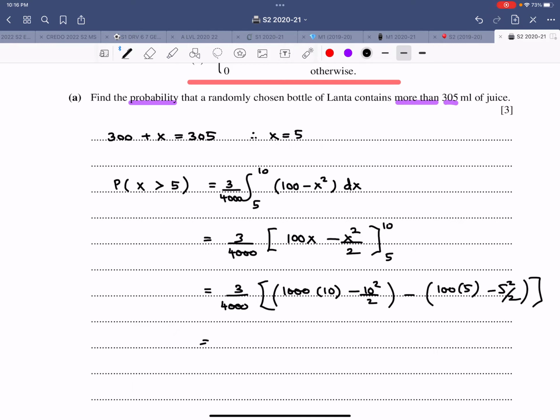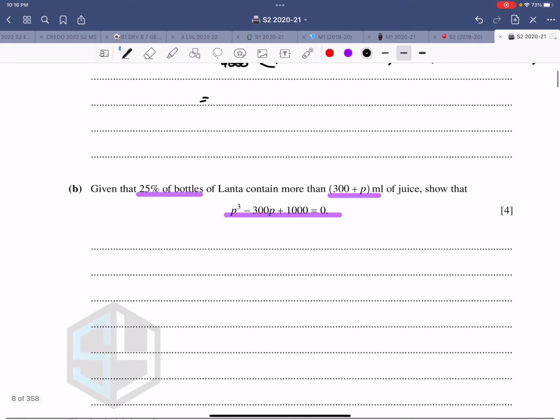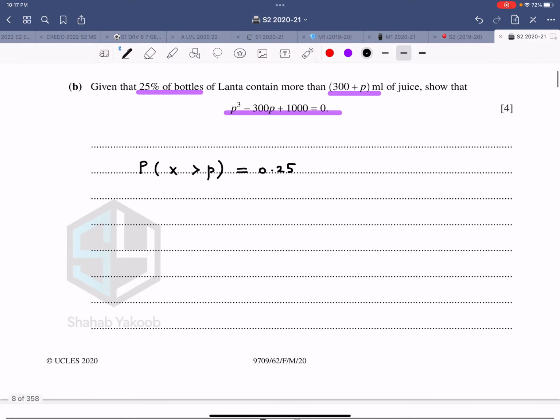Now the second part is all about 25% containing more than 300 plus P. So this time the value of x is P. Probability x greater than P is equal to 0.25. Now you have already done some calculation. So this is P, this is 10, this is 3 over 4000. This is 100 minus x square. This is dx equals 0.25.